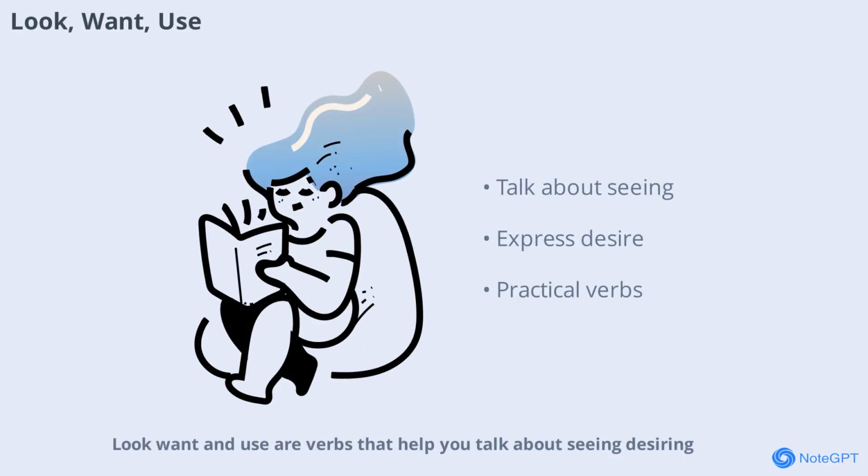Look, want, and use are verbs that help you talk about seeing, desiring, or using things. For example, look at this, I want ice cream, or use this pen. These words are practical and come up often in daily conversations.